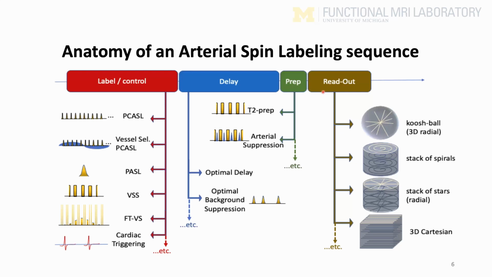And then there's going to be a readout component of this. And typically we try to do this quickly before the label washes away. And for that, there's been all kinds of trajectories that have been tried out. The dominant ones are the 3D Cartesian ones, but there's also stack of spirals, which is my personal favorite. There's radial and Kuchball techniques and so on. So there's a lot going on here.